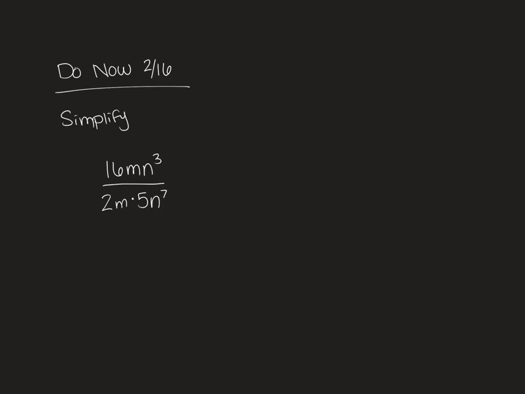Okay, so we need to simplify 16m n cubed divided by 2m times 5n to the 7th. So the first thing we want to do is multiply that denominator. We're just going to leave the numerator alone. Well, 2 times 5 is 10, and then we have m n to the 7th. So now we need to actually start simplifying.